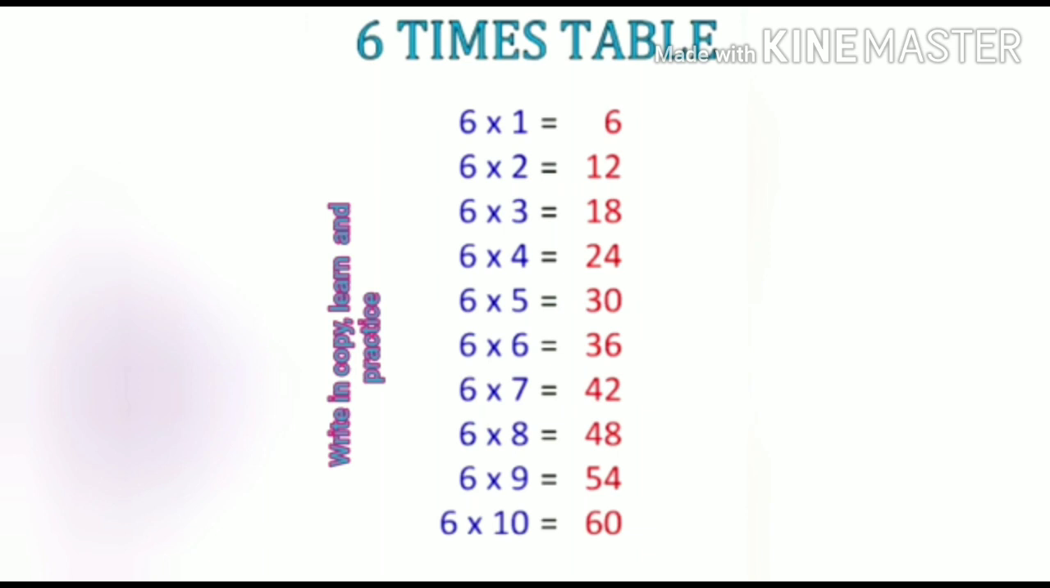Then coming to the 6 times table, let us once more practice. 6 ones are 6. 6 twos are 12. 6 threes are 18. 6 fours are 24. 6 fives are 30. 6 sixes are 36. 6 sevens are 42. 6 eights are 48. 6 nines are 54. 6 tens are 60. This also you will write.